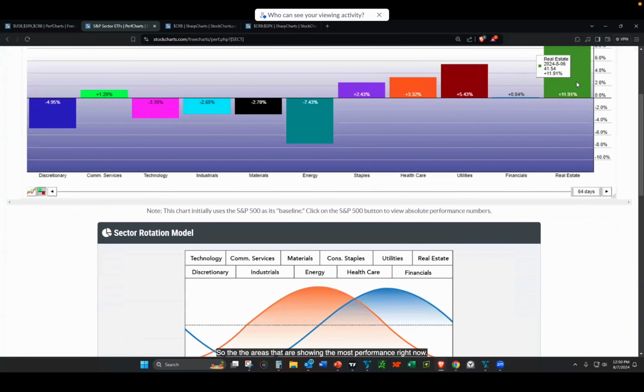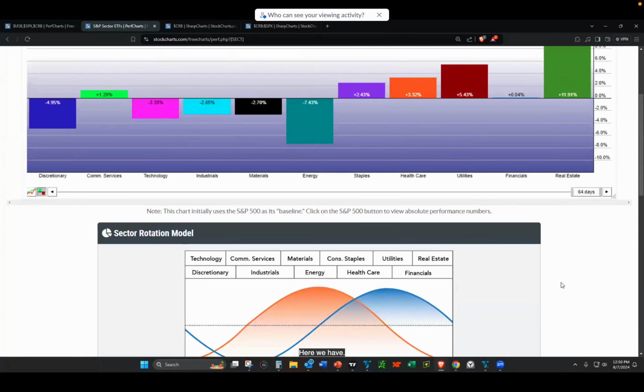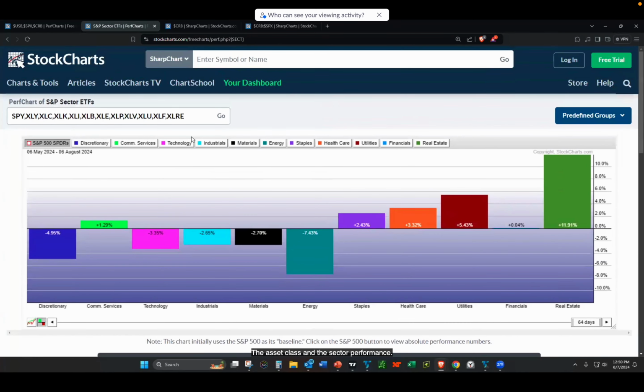So the areas that are showing the most performance right now are those areas that would generally be attributed to a bear market, right? So again, could it be that we're finally starting to move into that period in time? It could be, right? You always have to be prepared for that. So here we have the asset class and the sector performance.